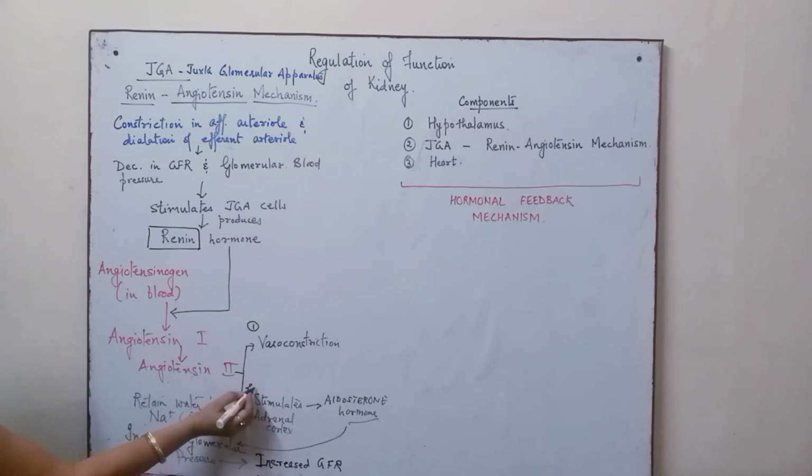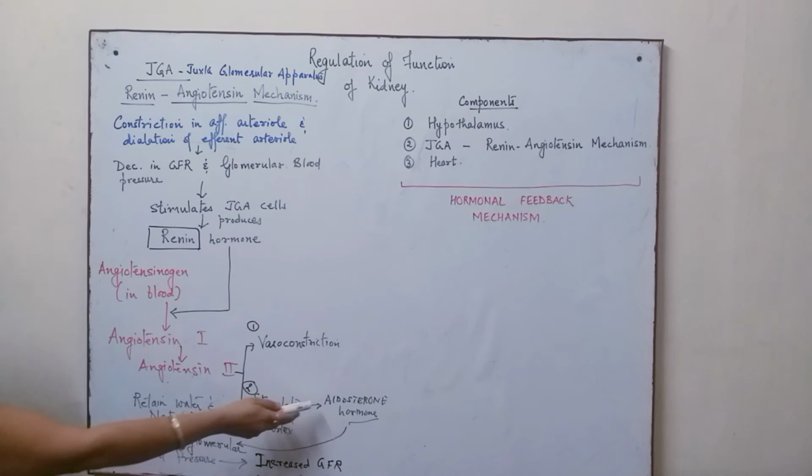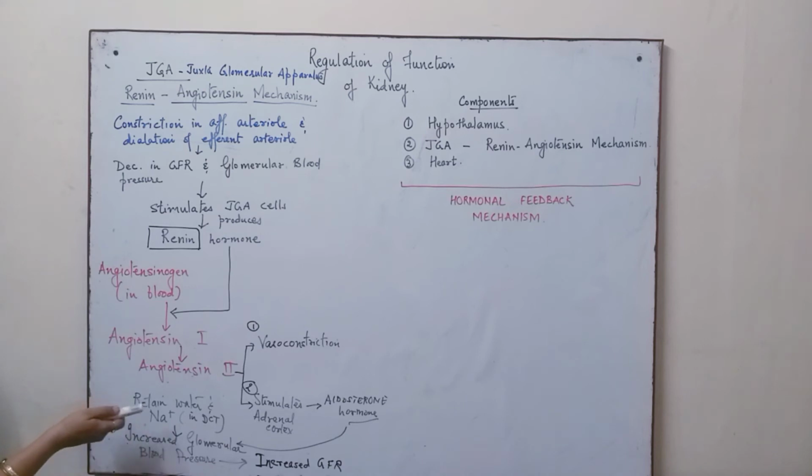The second role it plays is it stimulates the adrenal cortex to produce the hormone aldosterone, and this aldosterone hormone helps in retaining water and sodium in the distal part of the convoluted tubular system. Further, it leads to increased blood pressure, that is the pressure of the blood which is flowing through the glomerulus. Therefore, it helps in increasing the GFR. So we see the renin-angiotensinogen mechanism is an important mechanism which regulates the rate of GFR.